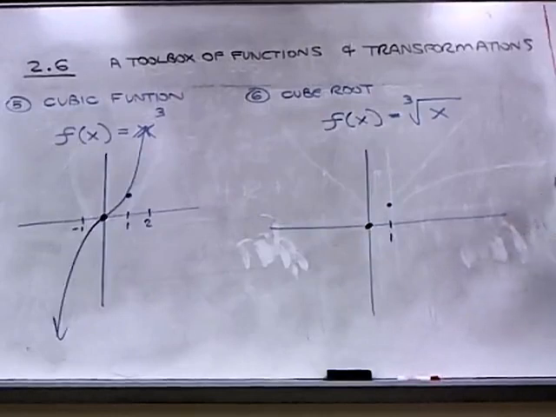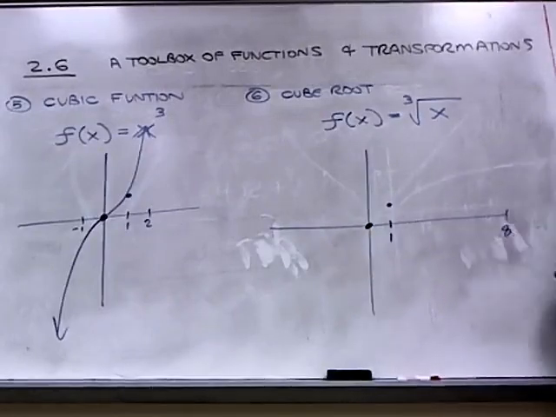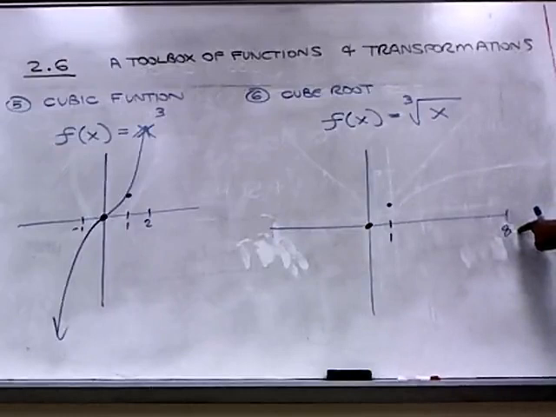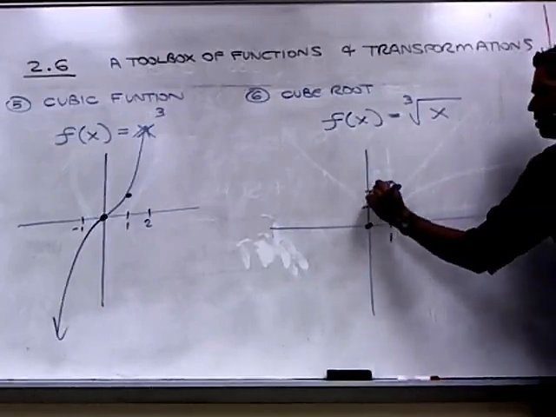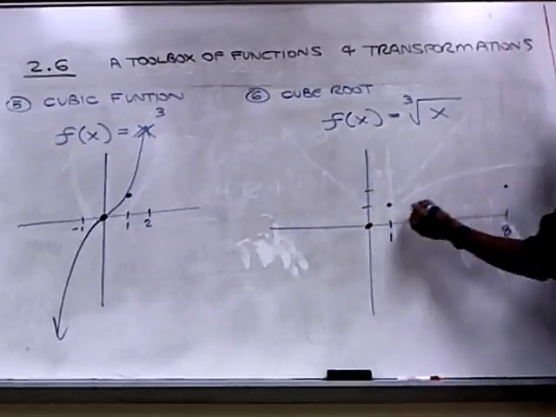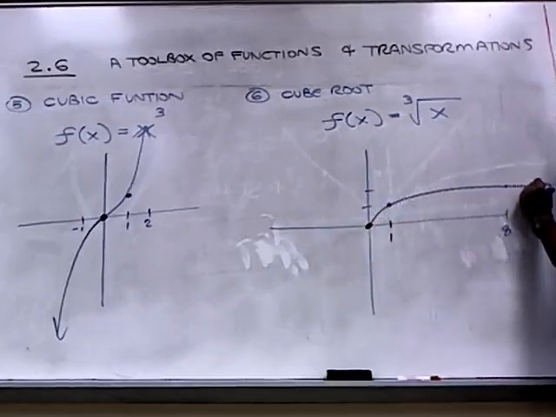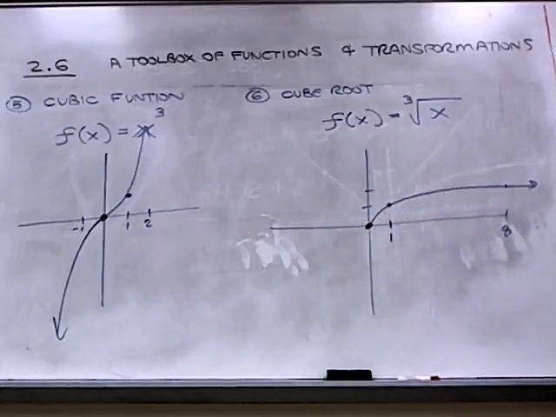8, right? Because you have to think of a number that multiplied times itself 3 times gives you 8. 8 is 2 cubed. So the cube root of 8 is 2. So this is 1, this is 2. So I have a point over here. And then this one goes like this. Very fast, it goes this way.